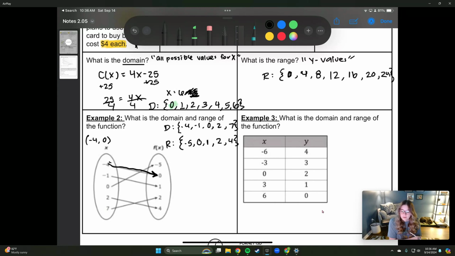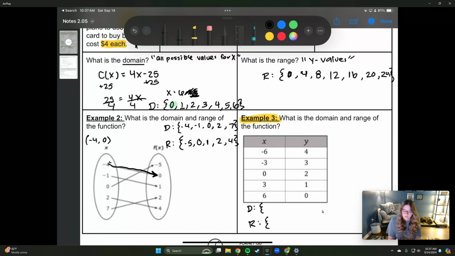All right, I want you to do the same thing on example 3. Okay, you're finding the domain and you're going to find the range. My little squiggles are getting a little messy, but find the domain, find the range.